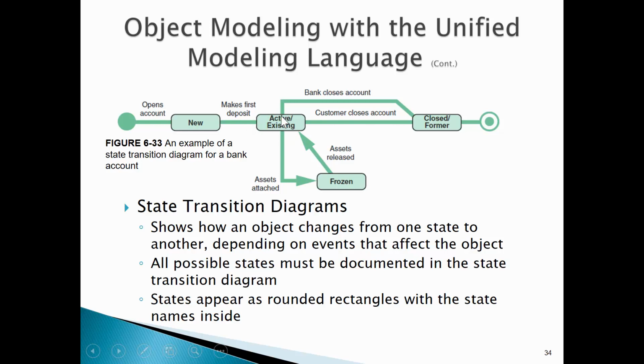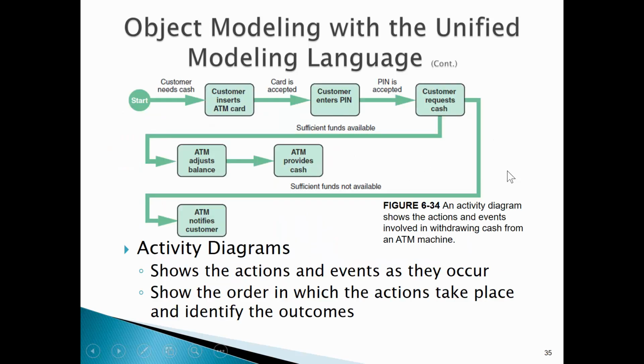Well, what can be done with an active or existing account? Well, assets attached, frozen, customer closes account, bank closes account. Somehow the account sometime in the future is going to be closed. It could be that many things happen during this active state. And also, once it's closed, we may pull those records that relate to closed accounts out of our production system, for example, so that they're not taking up rows and records inside a database that have to be stored through.